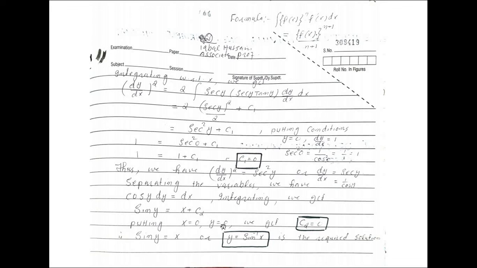अगर x 0 हो तो y भी 0 होगा, तो sin ऑफ 0 इज इक्वल टू 0 प्लस c2, तो ये हमें देता है c2 बराबर 0। नाउ पुटिंग c2 here, so we get sin y is equal to x plus 0. Now shifting this sine to the other side, we get y equal to sin inverse x. This is the required solution.